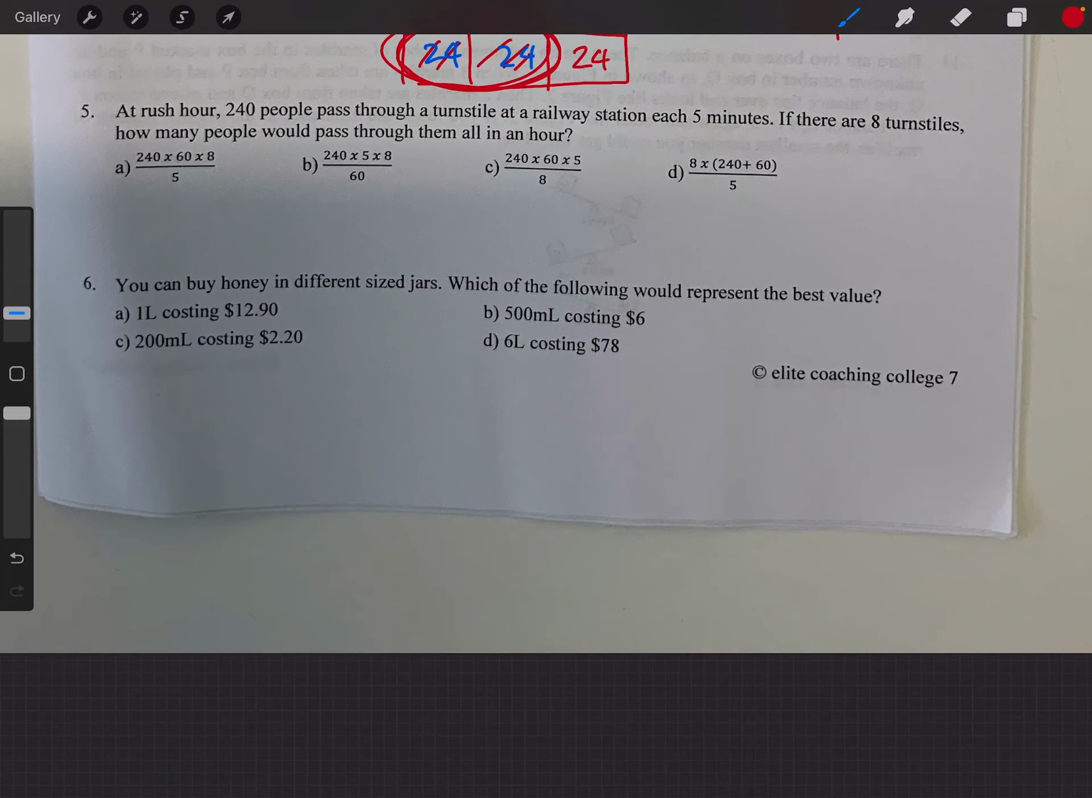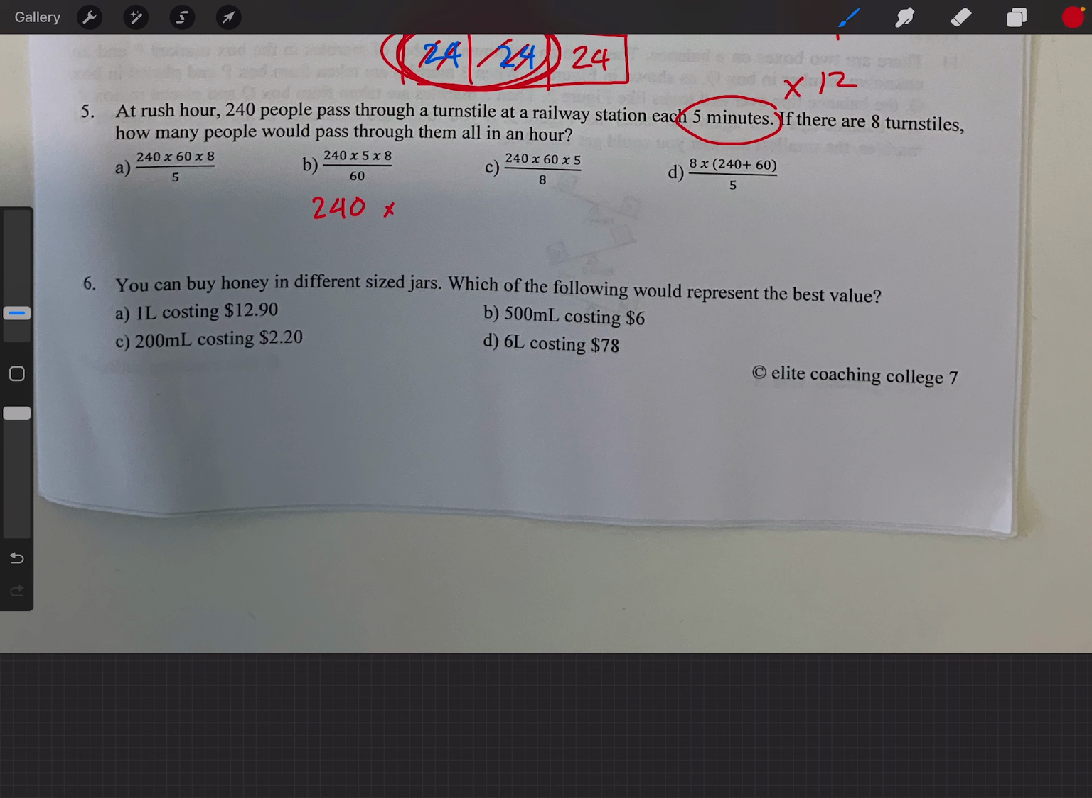Work it out. At rush hour, 240 people pass through a turnstile at a railway station each 5 minutes. So 240 people for every 5 minutes. There are 8 turnstiles. How many people would pass through them all in an hour? To go from 5 minutes to an hour, you're going to times it by 12. So it's going to be 12 lots of 5 minutes.